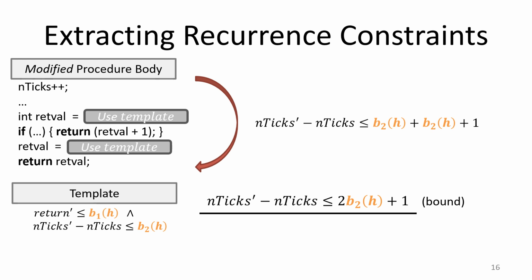As before, we take the right-hand side of that bound to be the right-hand side of a recurrence, saying that as height goes up by 1 in the tree of recursive calls, the maximum possible increase to n ticks doubles and increases by 1.